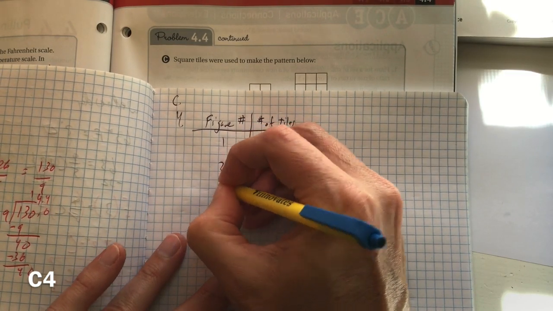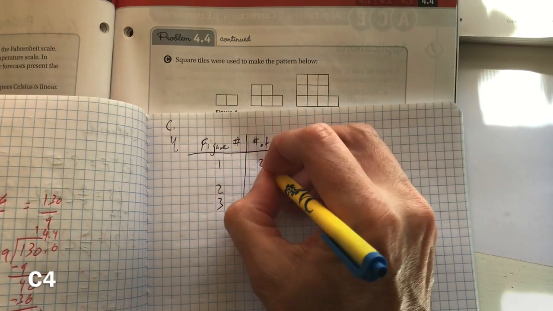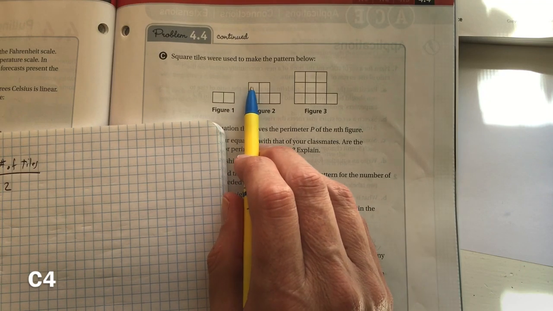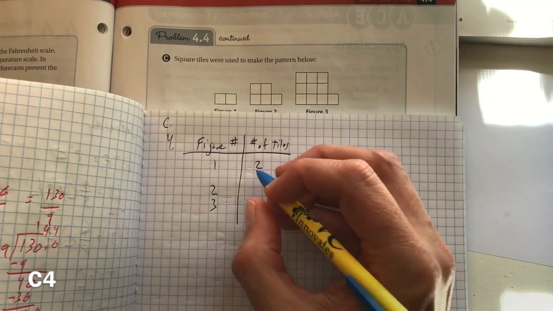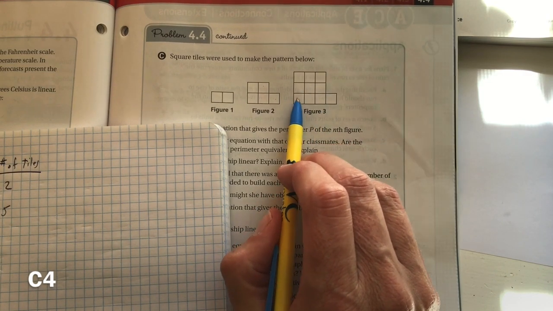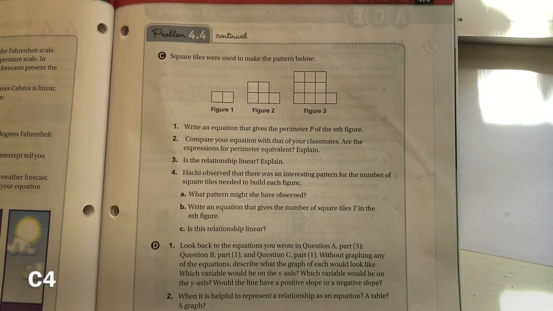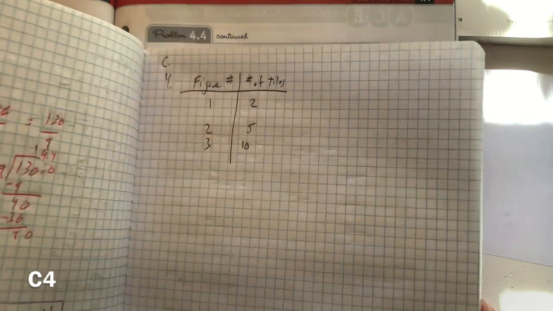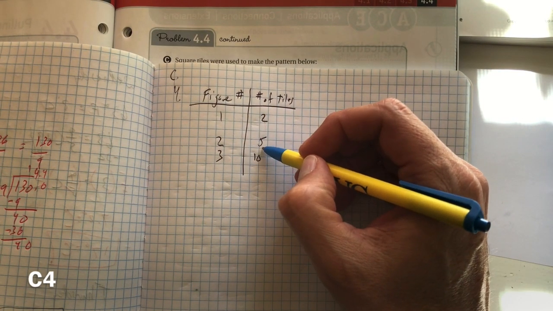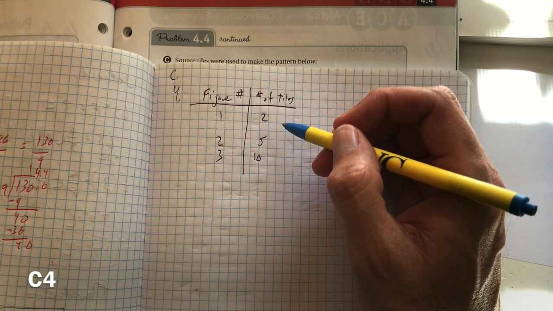So 1, 2, 3. Let's take a look. Figure 1, there are 2. Figure 2, there are 1, 2, 3, 4, 5. Figure 3, there's 1, 2, 3, 4, 5, 6, 7, 8, 9, 10. So, what pattern might she have observed? Well, I'm looking at this, and it goes plus 3, plus 5. So that's not going to be linear. Definitely not going to be linear in this case.